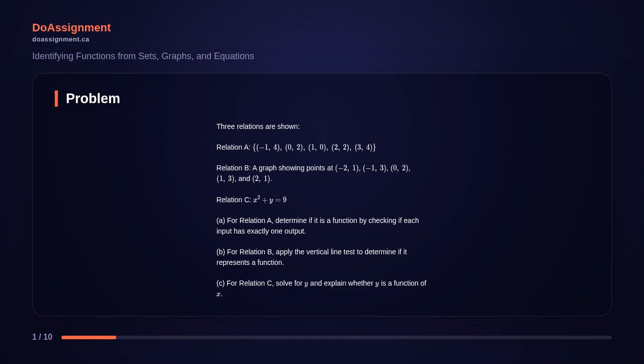Part A. For relation A, determine if it is a function by checking if each input has exactly one output. Part B. For relation B, apply the vertical line test to determine if it represents a function. Part C. For relation C, solve for y and explain whether y is a function of x. Now let us work through the solutions step by step.